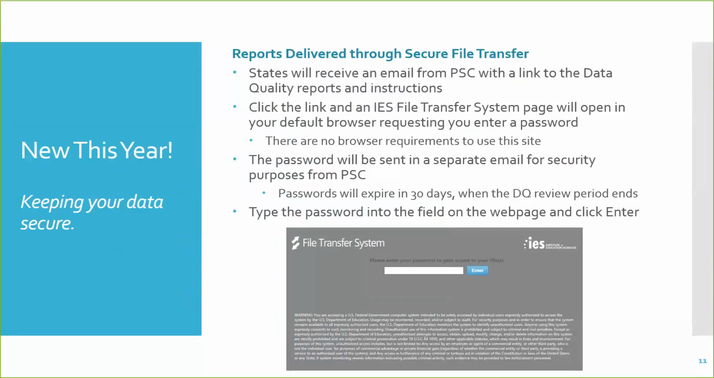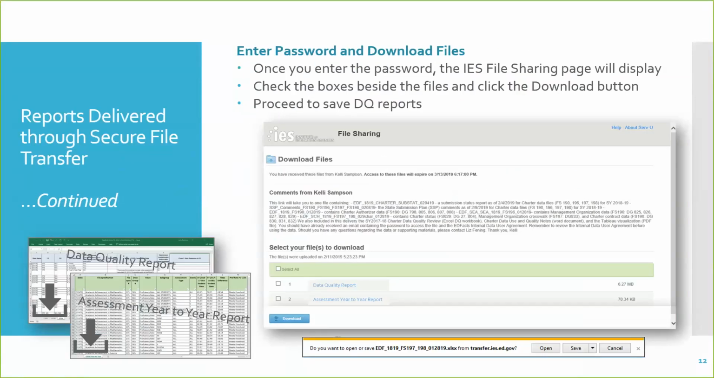What you'll do is type the password into the field and click enter, and then you'll be taken to the IES file sharing page. Once this opens up, you'll see there will be two reports to download. One will be the data quality report, and one will be the assessment year-to-year report. You'll check the two boxes beside them, click download, and as you would with any file, download it directly to your computer and save it wherever you would typically save your reports.